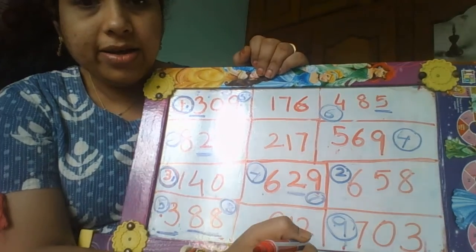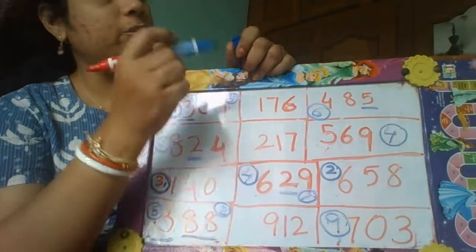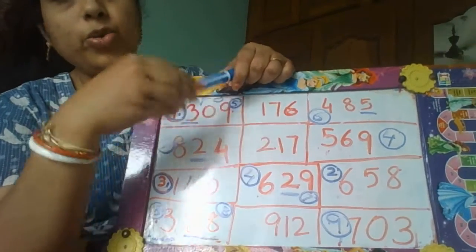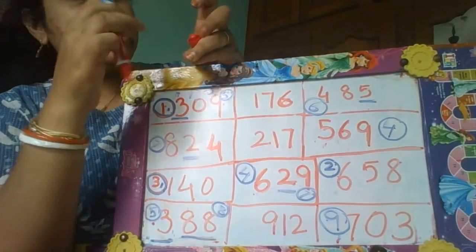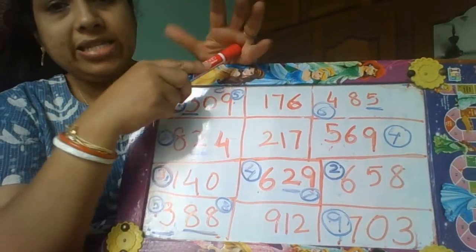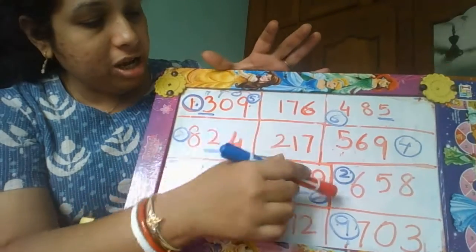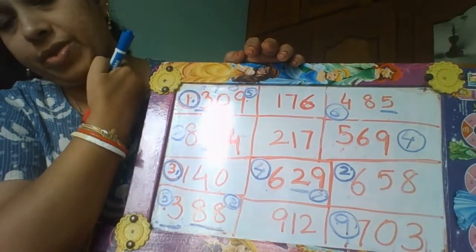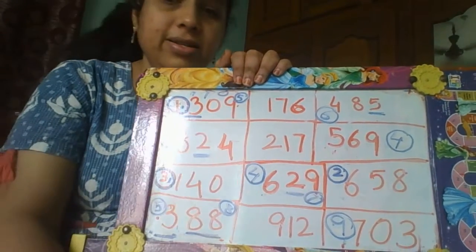Okay? Got it, children? Solved? So please read it twice, thrice. Every statement should be read twice and thrice and look for the possibilities. Okay, children? Thank you.